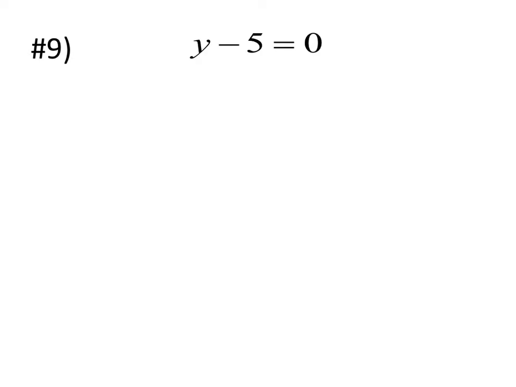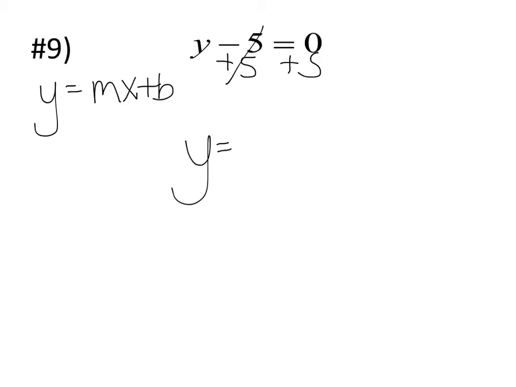On number 9, they still also want it in slope-intercept. So again, y equals mx plus b. All I need to do is isolate y. So I'm going to add 5 to both sides, leaving me y equals 5. So that means that the slope on this problem is 0.